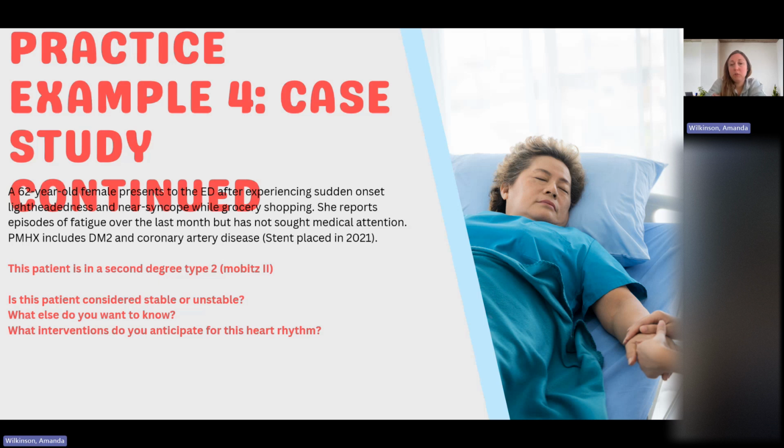What interventions do you anticipate for this patient? She needs to be admitted to a monitored bed and make sure she has IV access, and then 12-lead ECGs, and probably POCUS for the heart. Yes, we love our POCUS. Overall, this is a high-risk rhythm, and it is known to progress into a complete heart block. So the major plan is escalation and preparation for this patient.